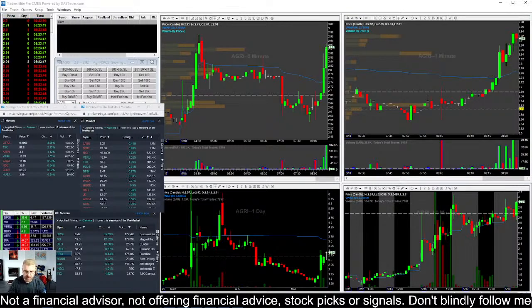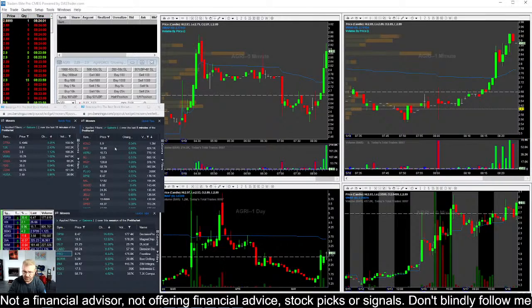I'm going to have a look on the scanner. It's the top gapper on the scanner that I've got set up here above $2. Just get rid of the ETFs in this column.